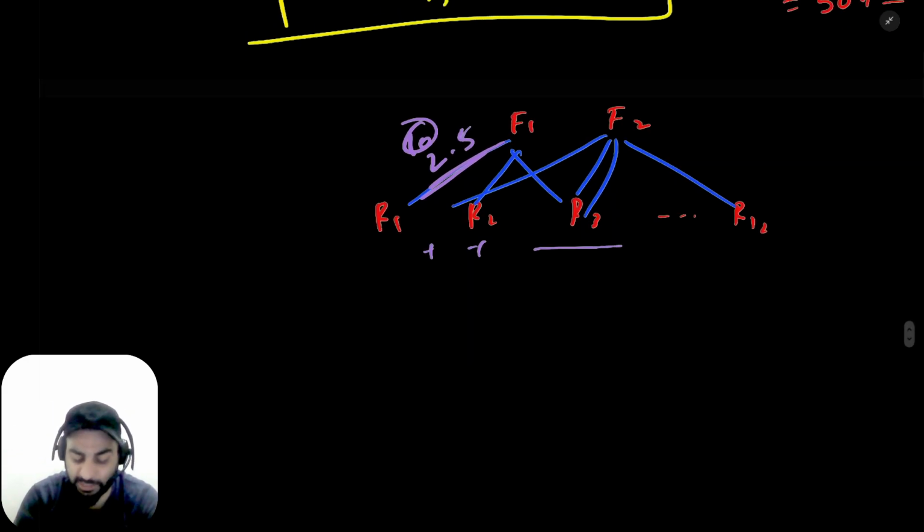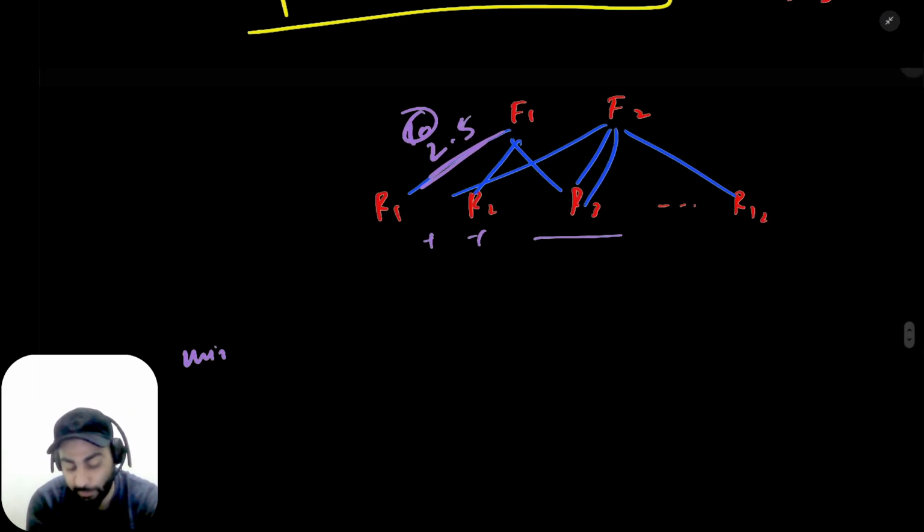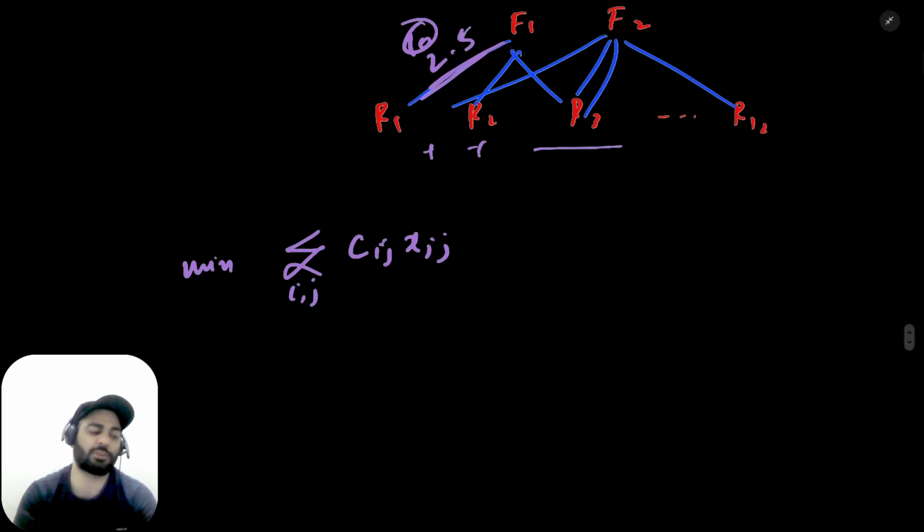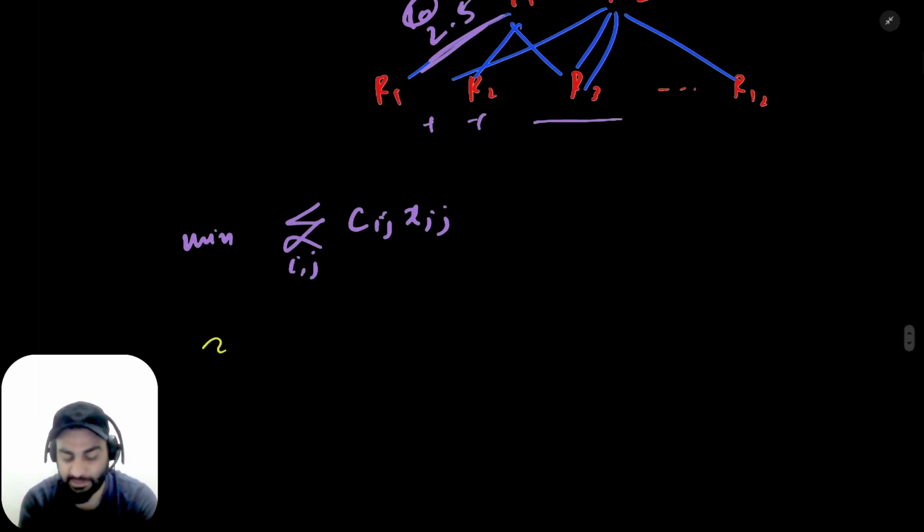But now you have conditions. We have to minimize this cost function, Cij multiplied by Xij over i, j, subject to constraints. Now we have constraints. Now I'll write the constraints.